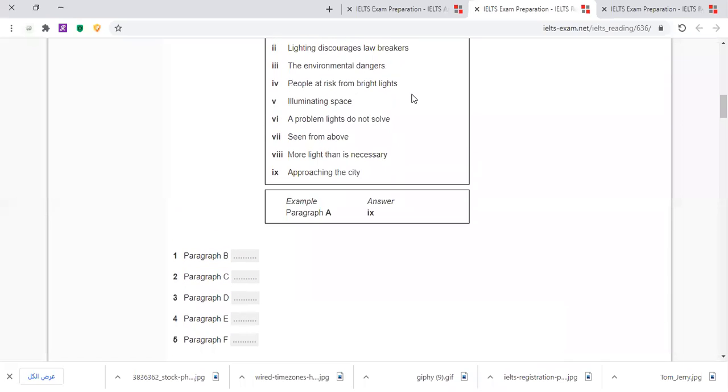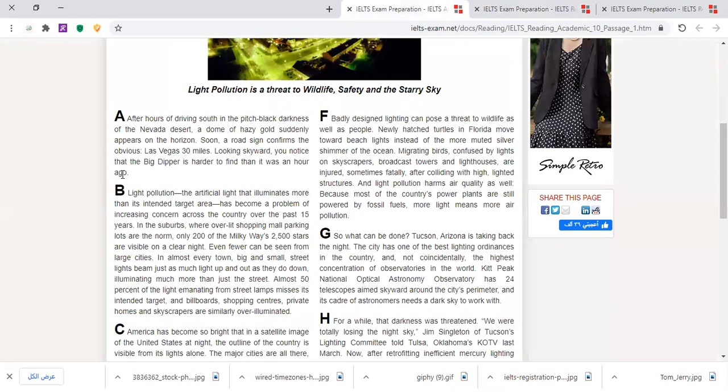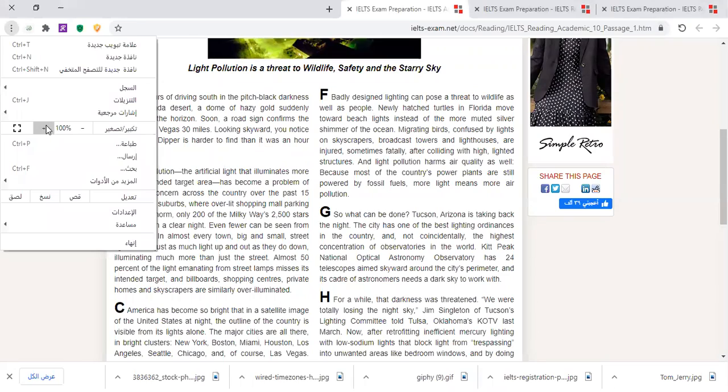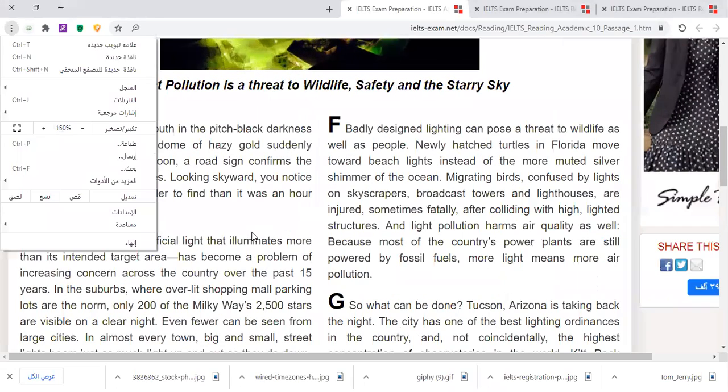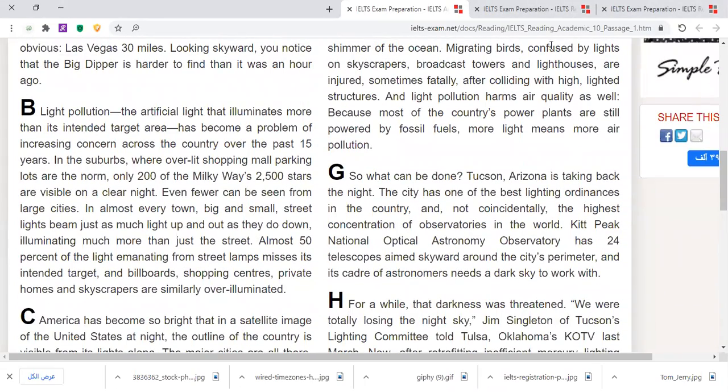Now let's start with the first question. The first question is that I'm going to find the headings for each paragraph. I will start with paragraph B. Let's read this paragraph together. I'm going to read with you, so we're going to choose the best heading. Paragraph B.